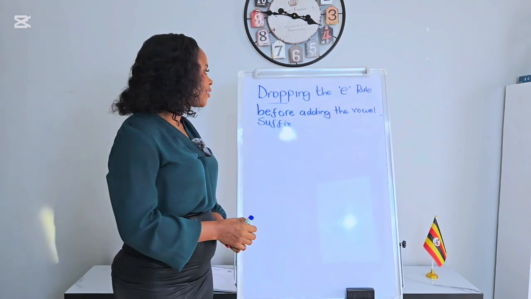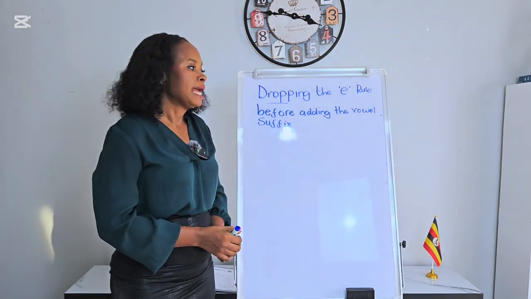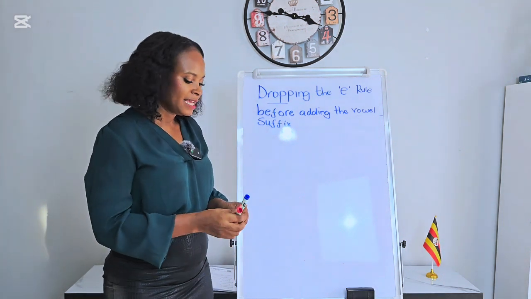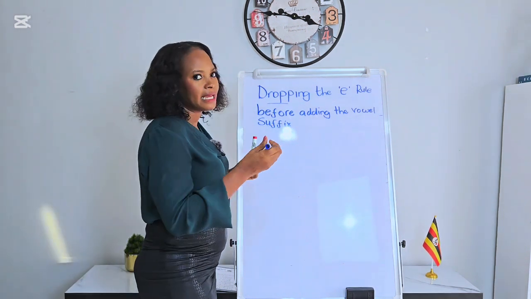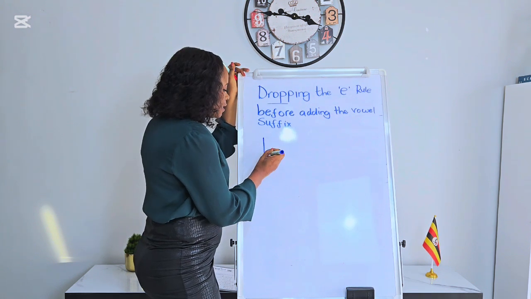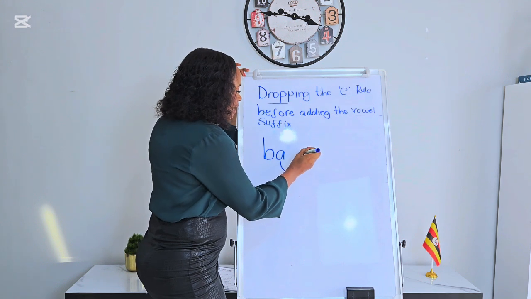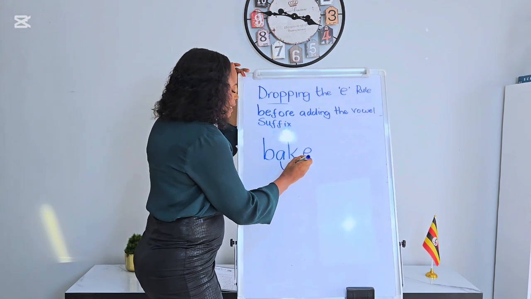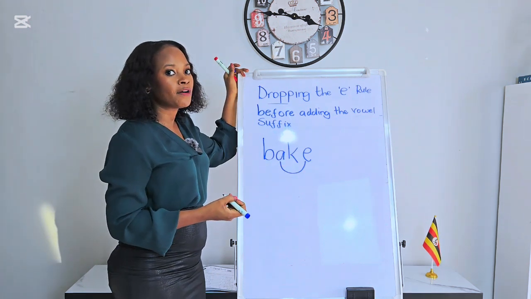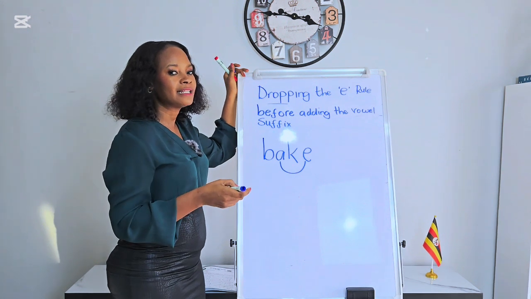In today's lesson, we are going to learn the dropping the E rule before adding the vowel suffix. Now friend, if a word ends with letter E, let me give you an example. B, A, K, bake. It ends in letter E. Before we add a vowel suffix, we have to drop the E and then add the suffix.